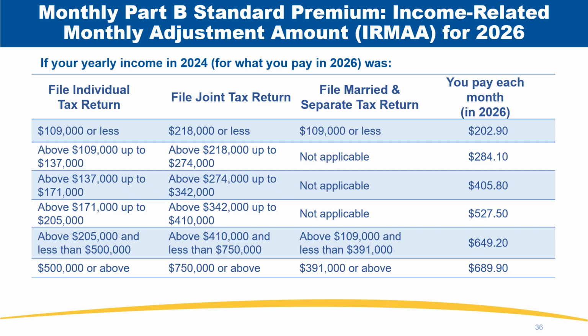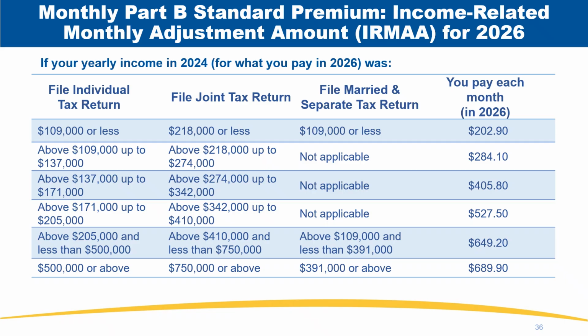So basically, if you make over $109,000, you will pay more. If you have $109,000 as an individual or less, you'll pay the standard. Now, if you filed a joint tax return, you'll pay the standard amount if you have $218,000 or less. And if you filed married and separate tax returns, it'll be applicable $109,000 or less, you'll pay the standard. But basically, the more you make, the more you'll have to pay, according to this chart.